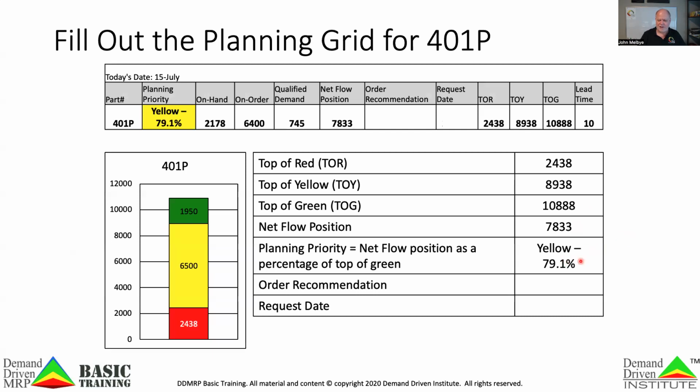And the order recommendation, because we're in the yellow zone, we're going to order up to the top of green, which means we take our top of green minus the net flow position, and we get an order for 3,055. And the request date in this case, because today is the 15th of July and we have a 10-day lead time, the request date is July 25th.